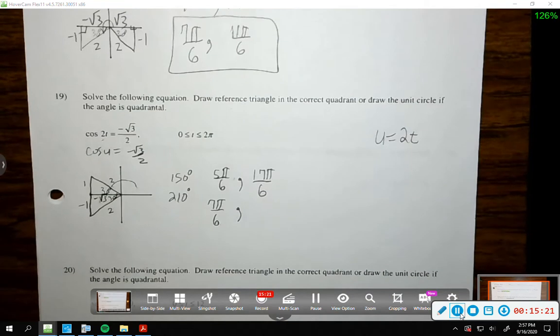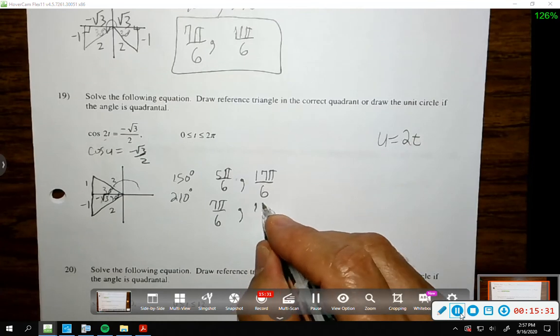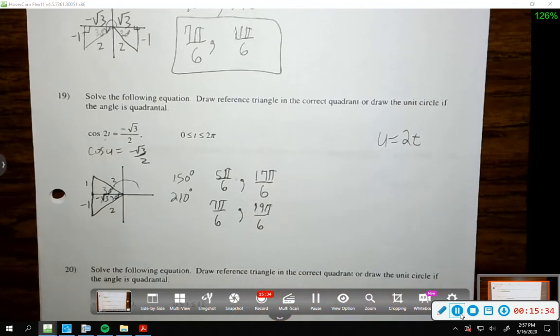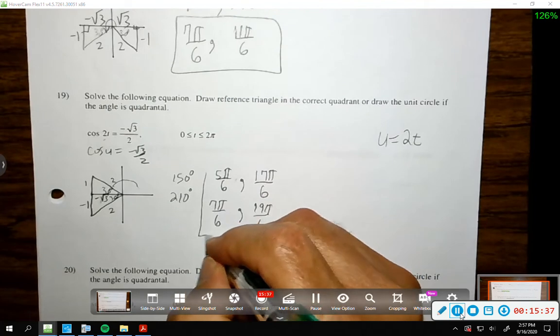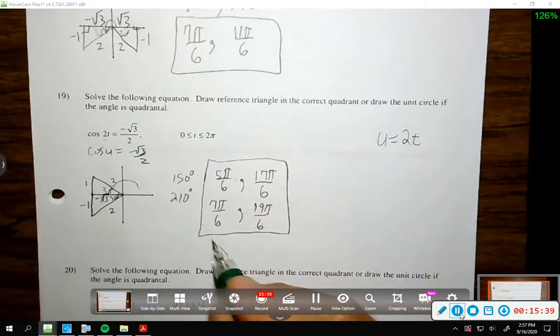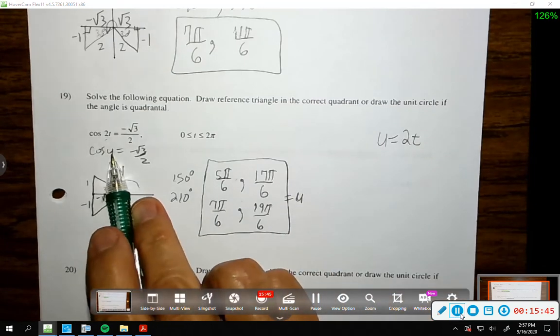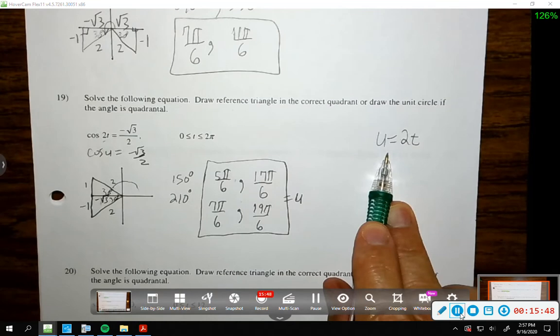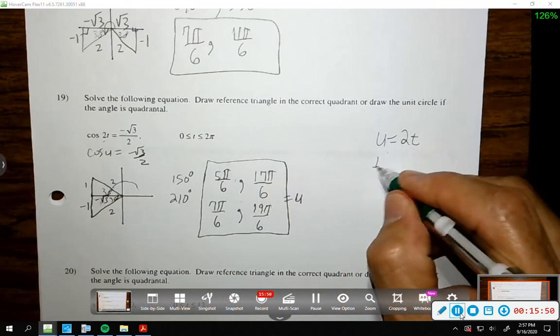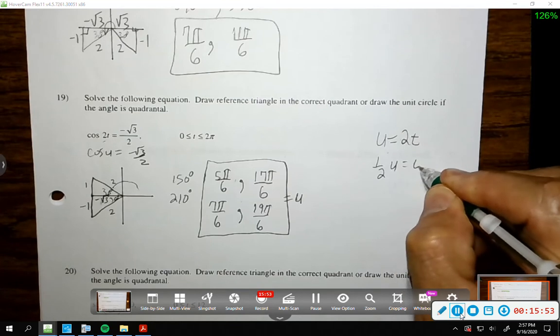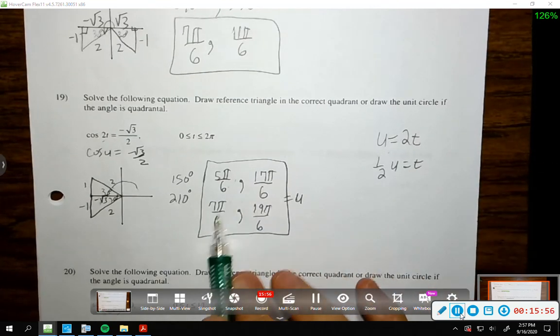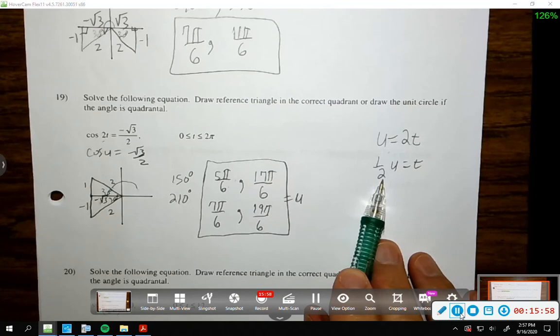Okay? 7 pi over 6 plus 2 pi is adding 12 pi over 6. 12 plus 7 is 19 pi over 6. But these are my values for u, not t. This is what u equals. I solve for u because I did this replacement. But look, now if I go back and solve for t, if I just multiply both sides by 1/2, there's t. So I just have to take every one of my u values and multiply it by 1/2 in order to get my t values.